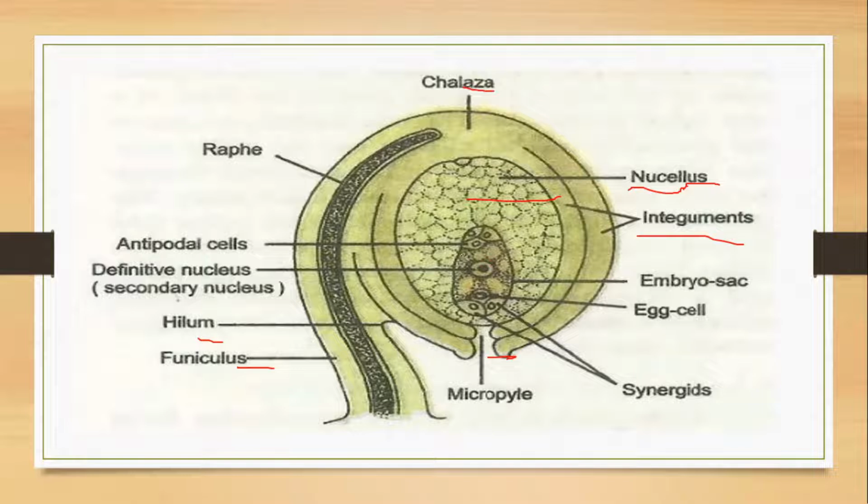Now this is the complete embryo sac. You can see here in the center, it is the secondary nucleus. This side, the micropylar end, has the egg apparatus, one egg cell and two synergids, and both of them are collectively known as egg apparatus. Three cells are present at the chalazal end, which are known as antipodals.